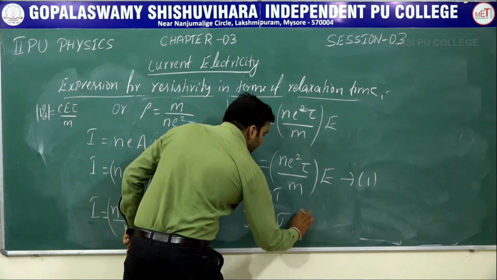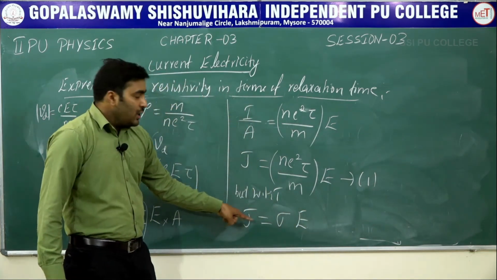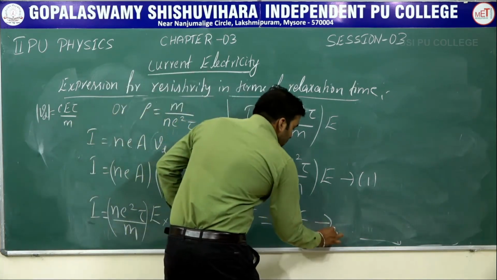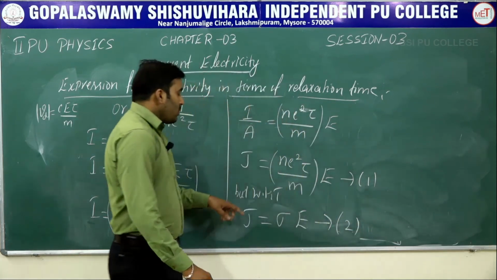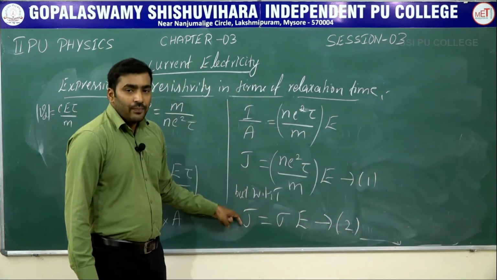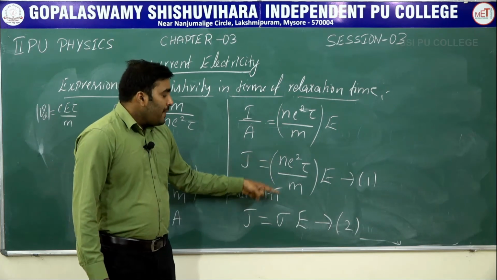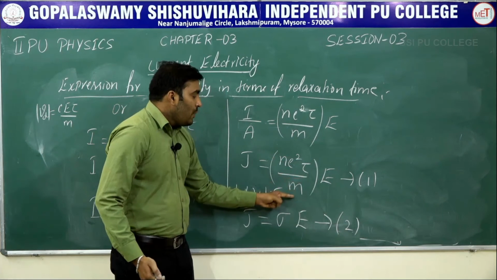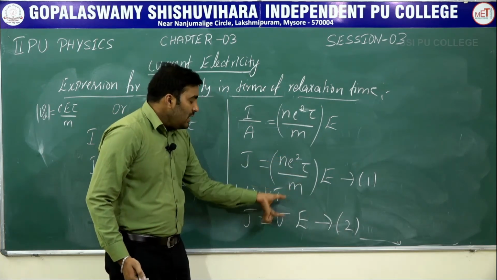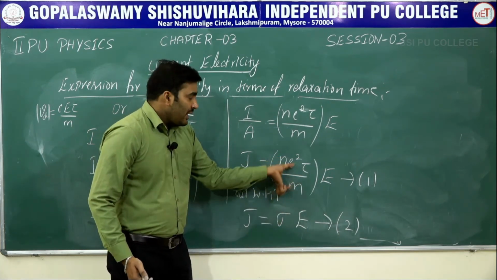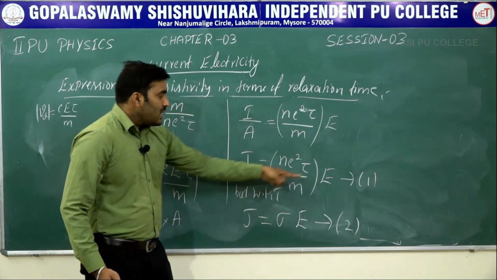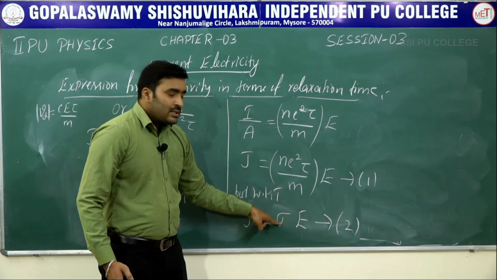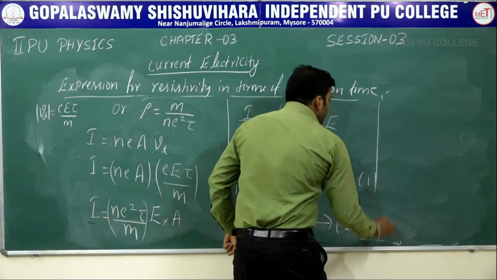Current density is also given by this equation, J is equal to sigma into E. We have derived this in the previous section, so this is equation 2. So we got two equations for J, current density. By comparing these two equations, the quantity inside the bracket, n e square tau by m, is what equals this sigma. If I compare these two equations, J and J, E and E, then inside the bracket is nothing but this sigma.